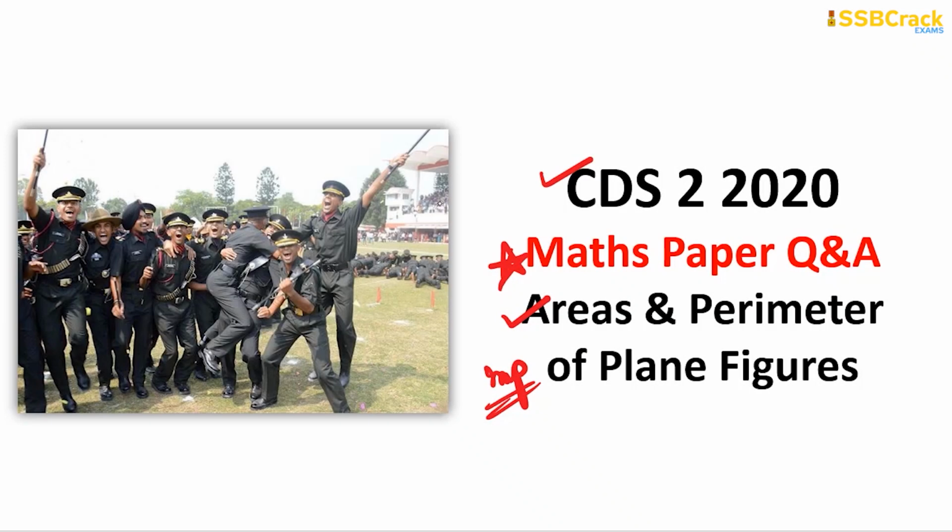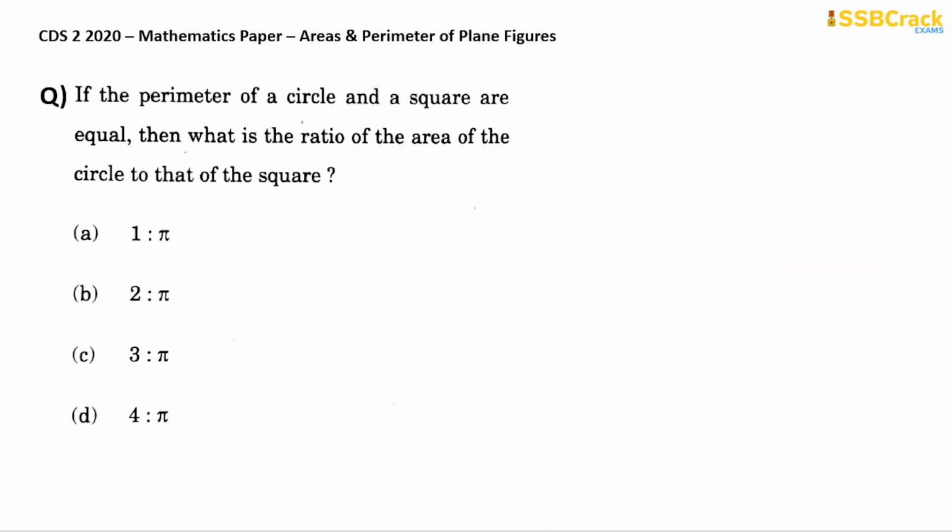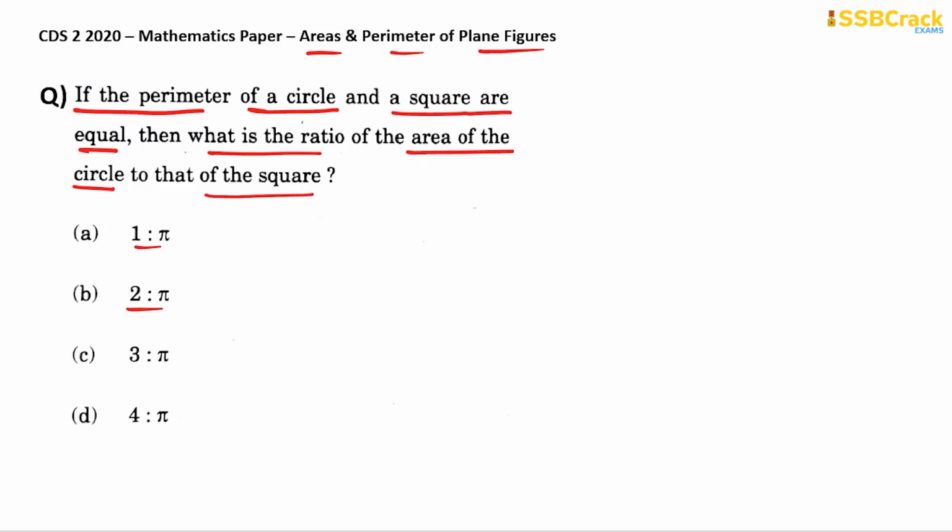So here we are beginning the session with the question on areas and perimeter of plane figures. The question was, if the perimeter of a circle and a square are equal, then what is the ratio of the area of the circle to that of the square? You have to determine, is it 1:pi, 2:pi, 3:pi or 4:pi?